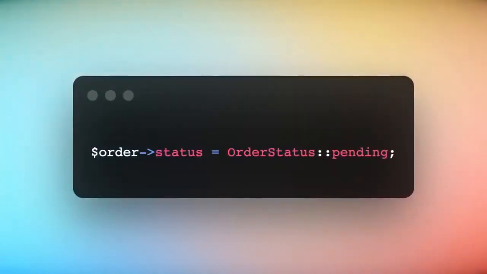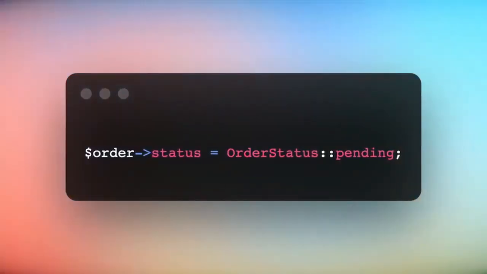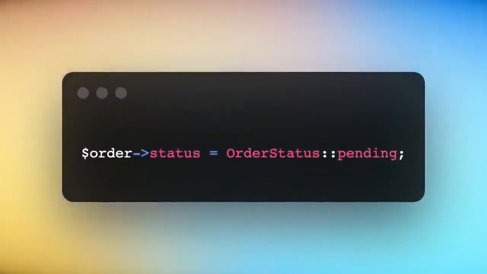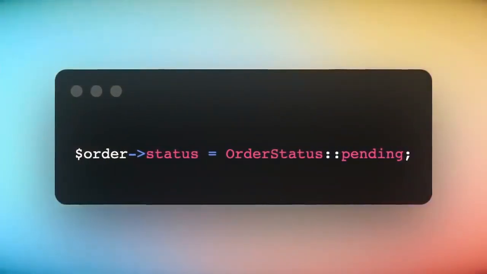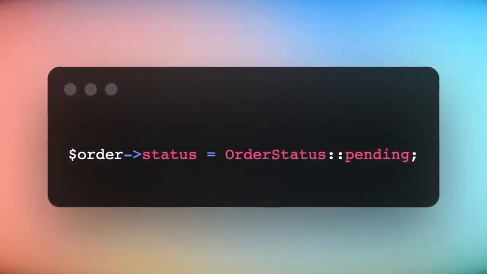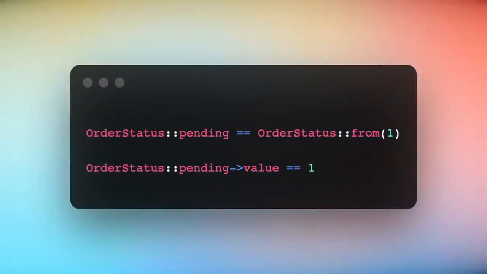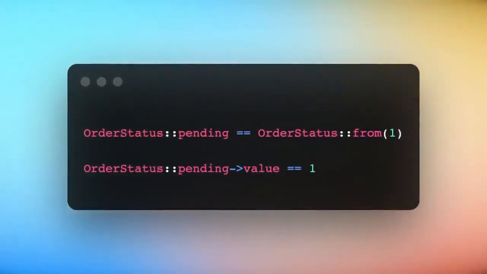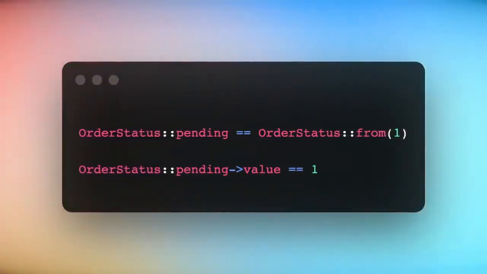So now if we want to reference the pending status anywhere in our code, we may use the enum name, followed by 2 colons and then the case name. This is much more readable than using the integer representation of the status. If you want to compare an enum case to the integer value, you will need to cast the integer value to an enum, or use the enum value for the comparison instead.